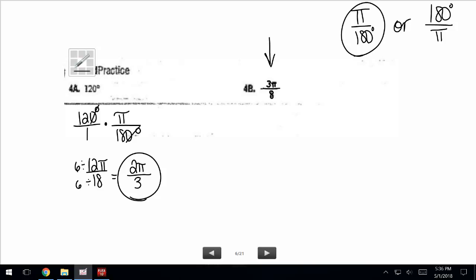If you remember back a couple of days ago, I had you take your calculator and go to mode and put it in degree mode, because you've got to make sure you're in the right mode.